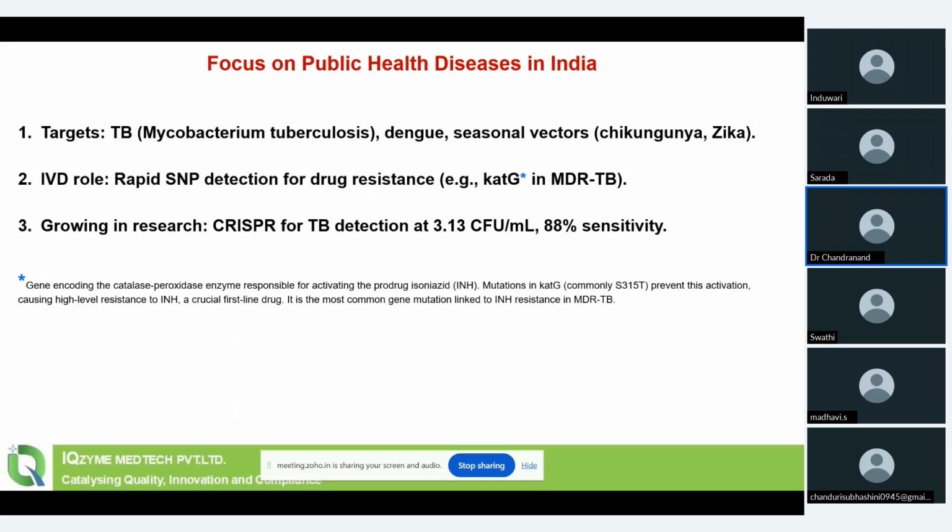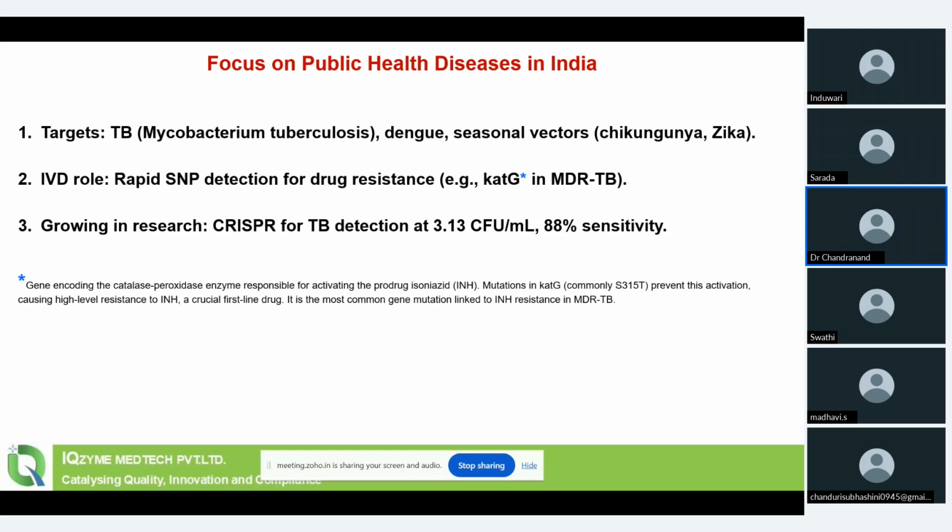But having said that, in India, public health has been a focus, and for TB there has been application of CRISPR in various IVDs. In one of the TB diagnostics, a single nucleotide polymorphism was detected. So rapid SNP detection for drug resistance was done using the katG gene in MDR TB, multi-drug resistant TB. So the research is moving on and growing. As on date, the CRISPR TB detection kit stands at 88% sensitivity, which is equivalent to 3.13 CFU per ml.